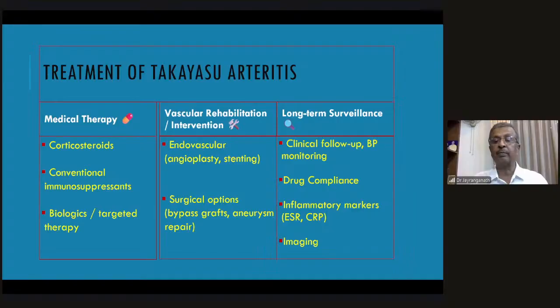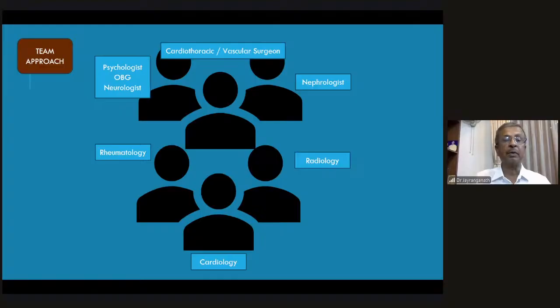Long-term surveillance includes clinical follow-up and blood pressure monitoring. That's why we always have to keep one of the upper limb arteries patent. Even if the patient doesn't have symptoms, we have to keep one subclavian artery open, at least for BP monitoring. Otherwise, there's no way that we can monitor the blood pressure. Drug compliance, inflammatory markers and imaging comprise the long-term surveillance. So all these things are important.